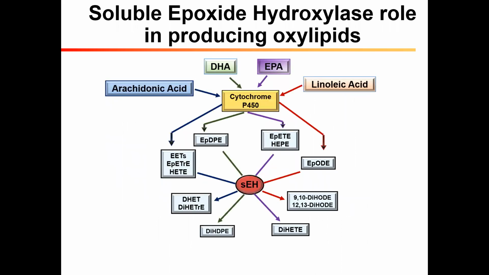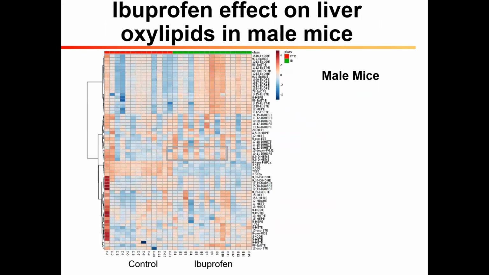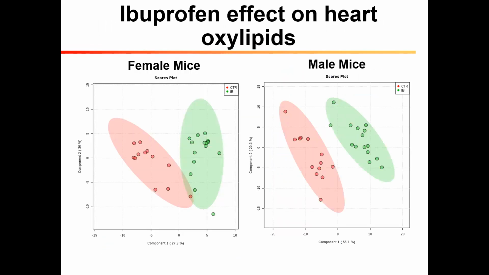Epoxide hydroxylase is linked to a lot of different oxylipids. It's creating oxylipids, and these oxylipids are changing with ibuprofen. Let's take a quick look. This is just showing you some of the oxylipids on the right and the differences, whether they're up or down in males and females. But this is a better plot for y'all. You can see there the females and the males are very different.